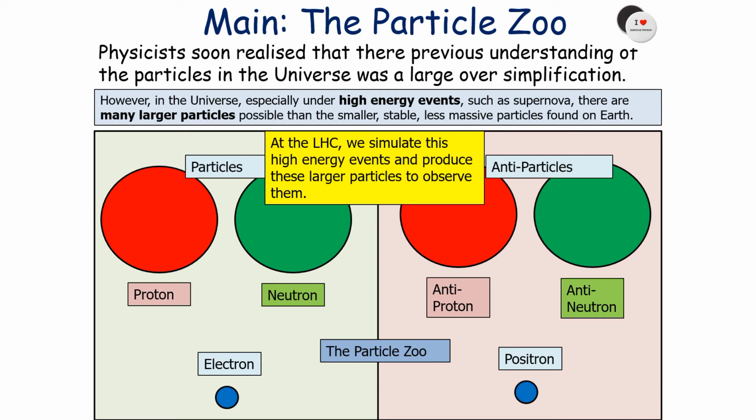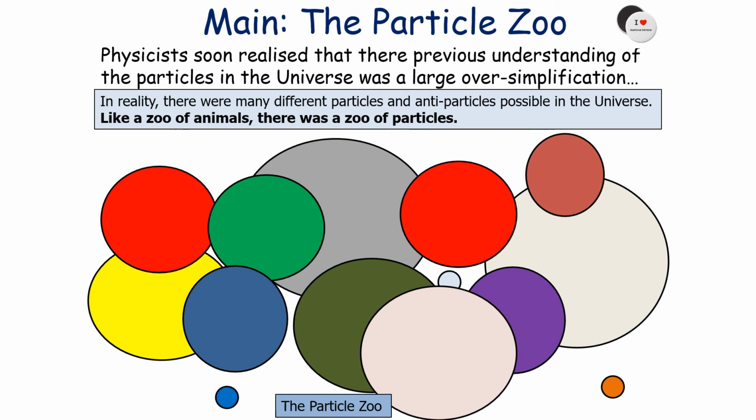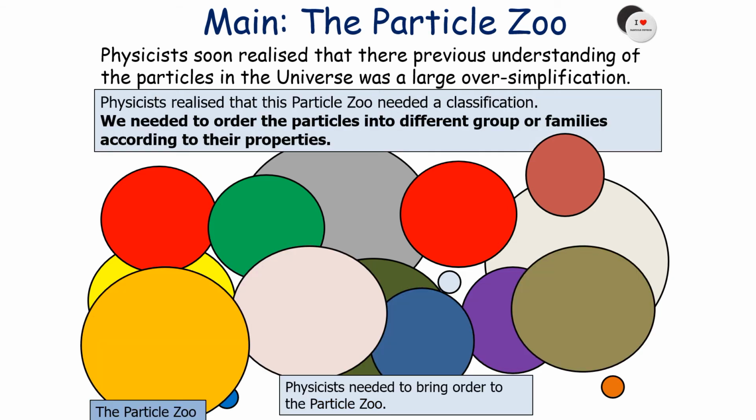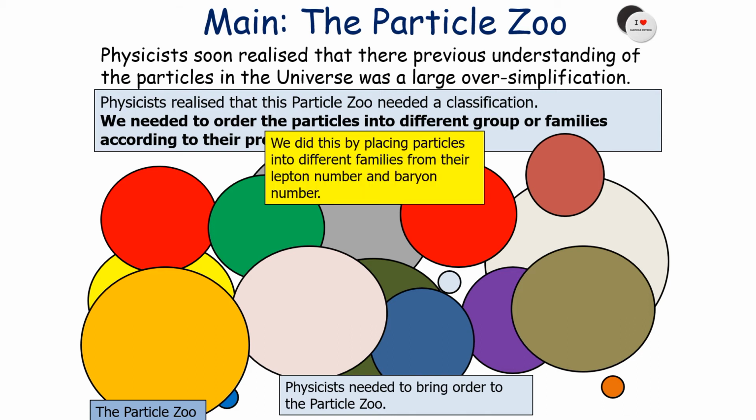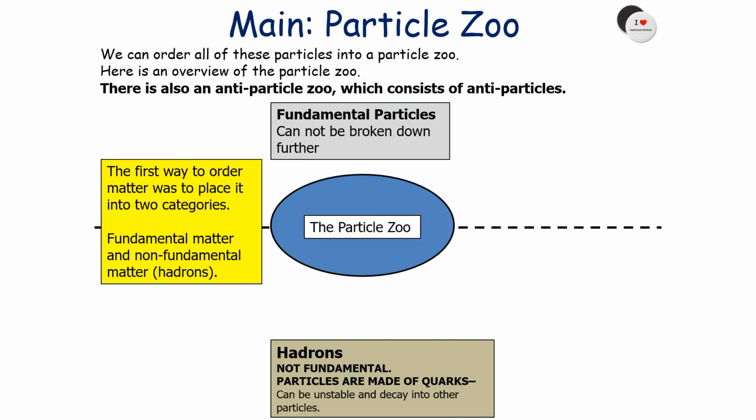So at the Large Hadron Collider we simulate these high energy events and produce these larger particles to observe them. In reality there are many different particles and antiparticles possible in the universe. Like a zoo of animals, there is a zoo of particles. So we need to order the particles into different groups or families according to their properties, and we did this by placing particles into different families from their lepton and baryon numbers. Here's an overview of what we call the particle zoo.